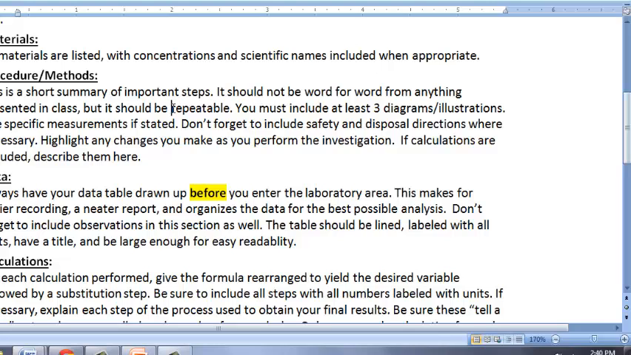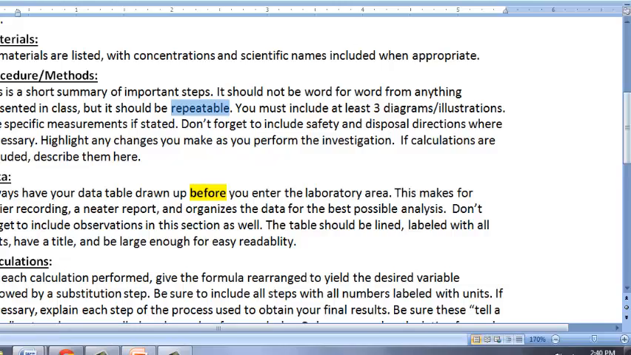Make sure that it's repeatable. What that means is that if you had someone else who didn't have a clue about what this lab was doing try to follow your procedure, they'd have to be able to do it exactly as you did. So it has to be very specific. Including diagrams and illustrations is not important for this one, so don't worry about that. Do make sure that you've got specific measurements, and then disposal instructions are also important.